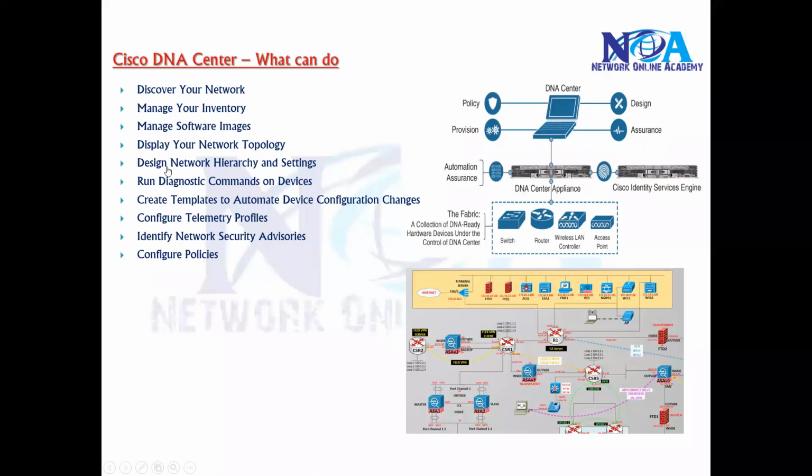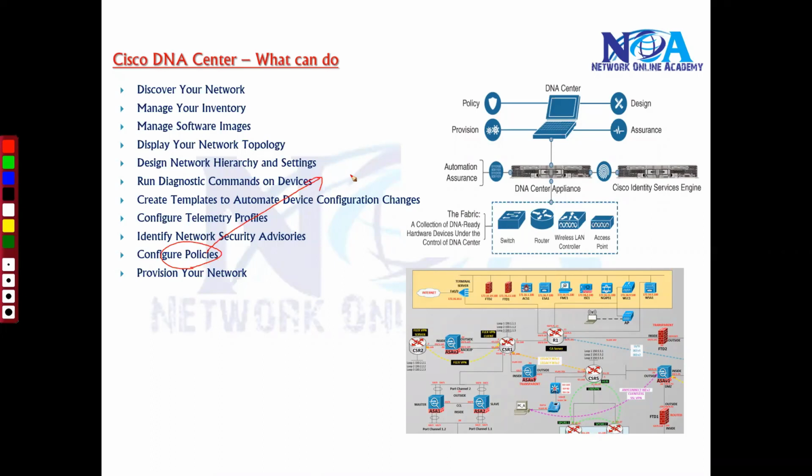Now the next thing, once we configure the policies, is that we are going to provision your network. Provisioning the network means that in the previous step we have configured the policies. Now these policies are going to define what traffic, or exactly how the network should look and how it should behave.